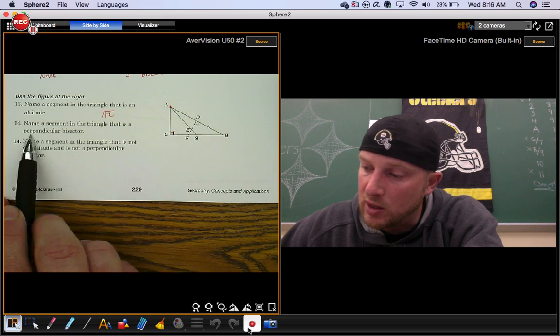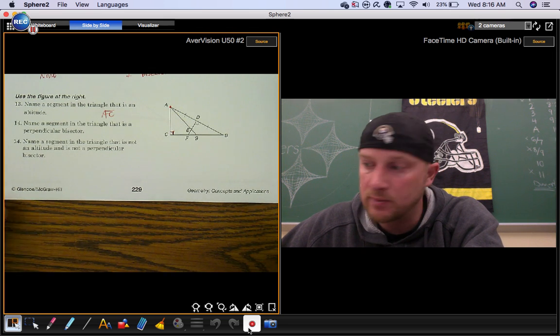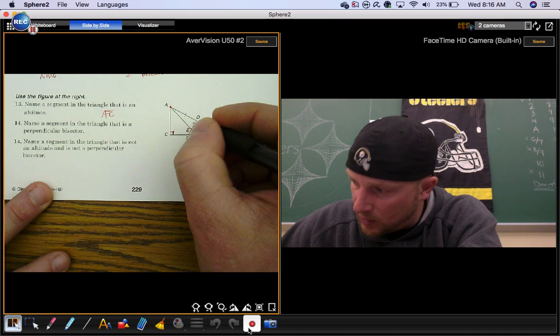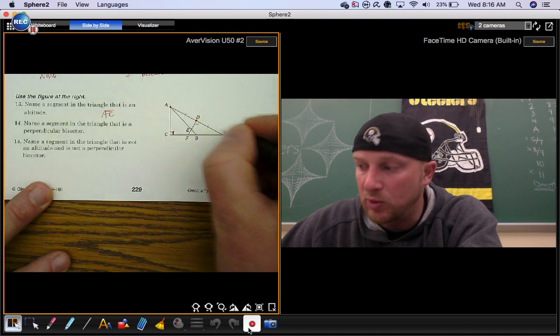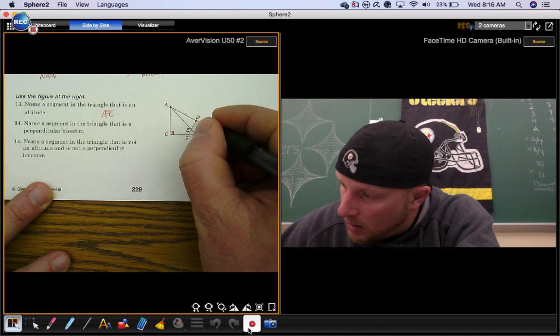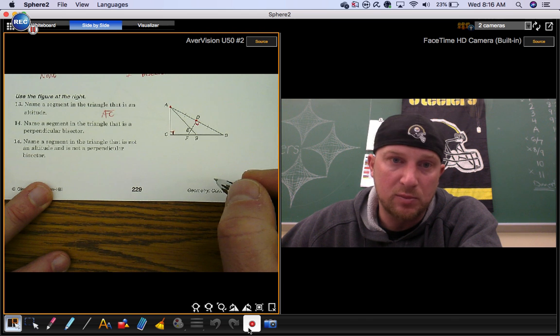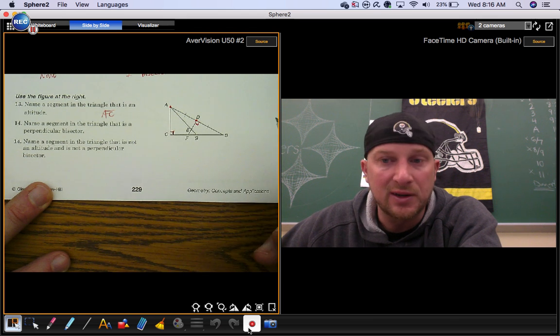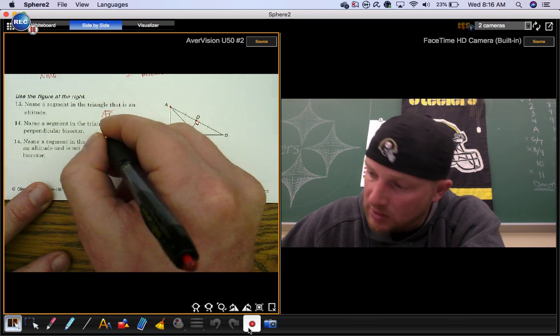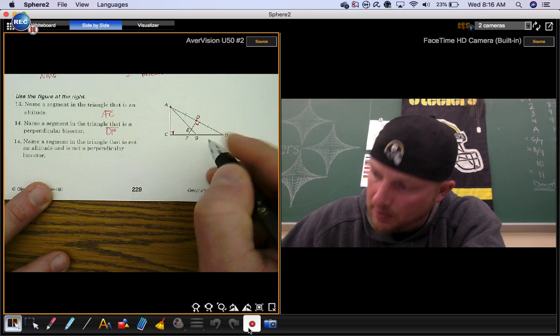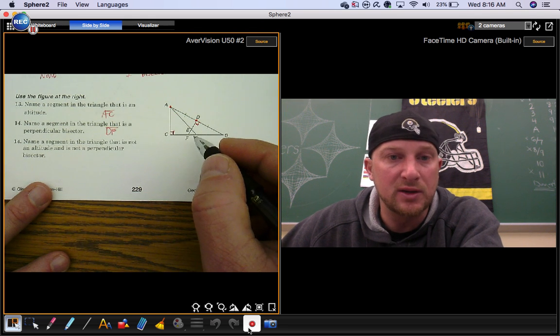Name a segment in the triangle that is a perpendicular bisector. Well, in this big triangle, point D is the midpoint of that side. So it bisects that side and it's also perpendicular to that side. So this segment, segment DF, does both of those things. It's perpendicular and it bisects.